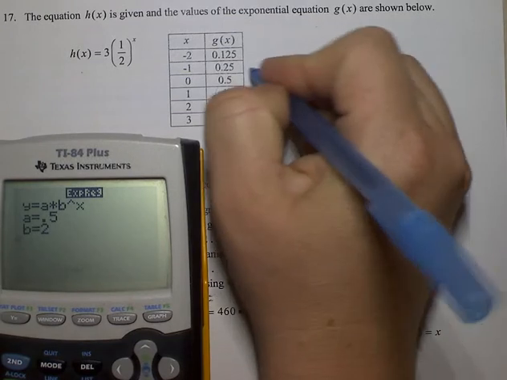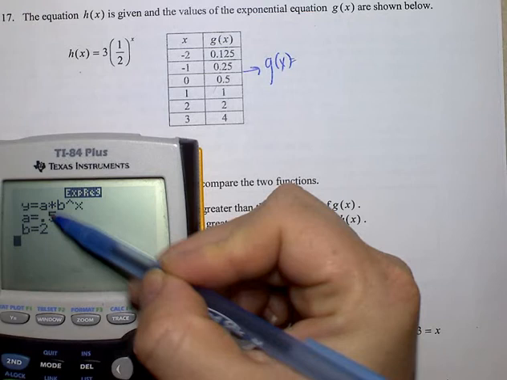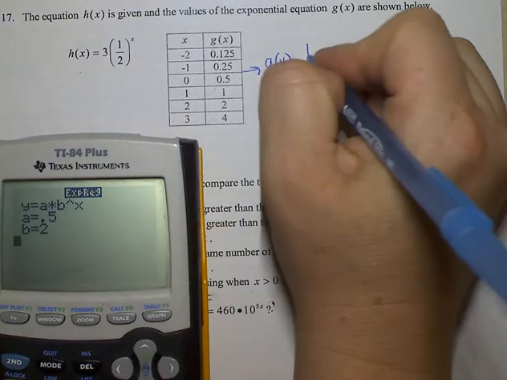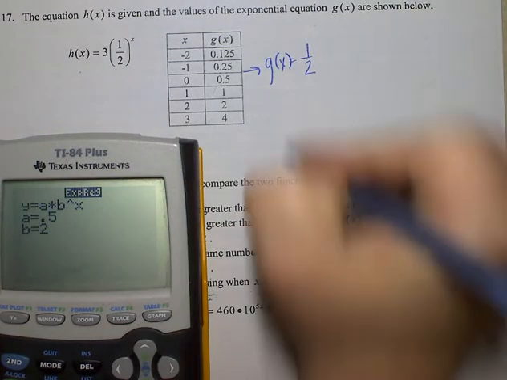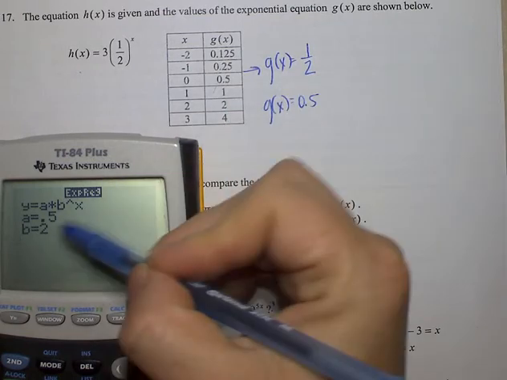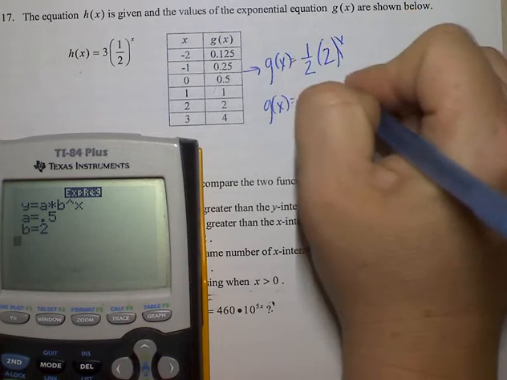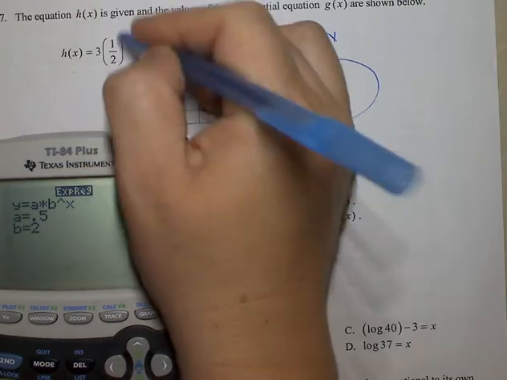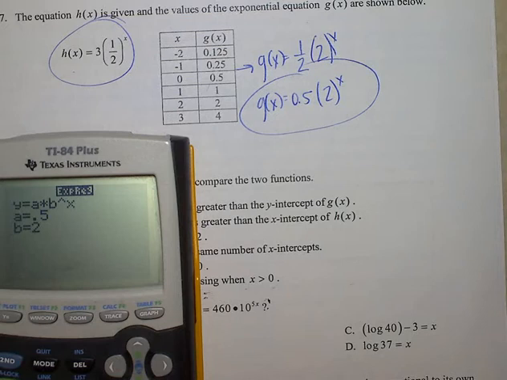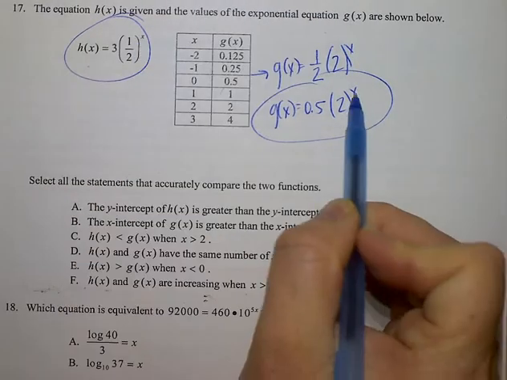That means this equation g of x is, okay, the a is out front. It's my initial value. It's 1/2, or you could write 0.5. They're equivalent values, and then it's 2 raised to the x power. So here's one equation, and here's the other equation. How do I know they're exponential? They both have a variable in the exponent position.